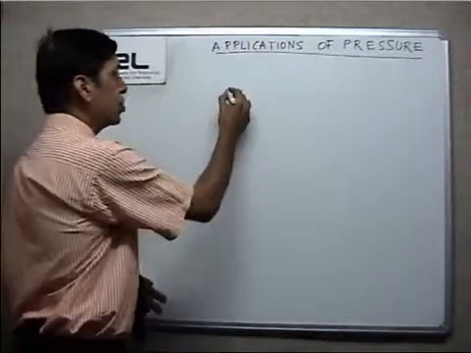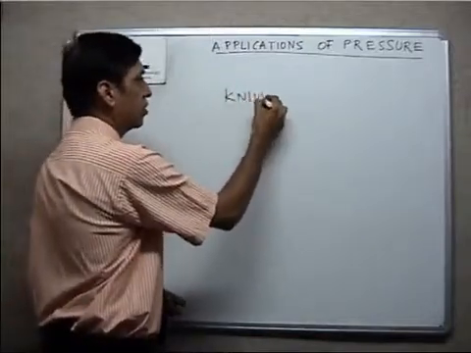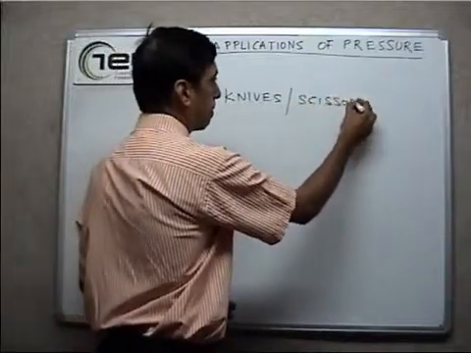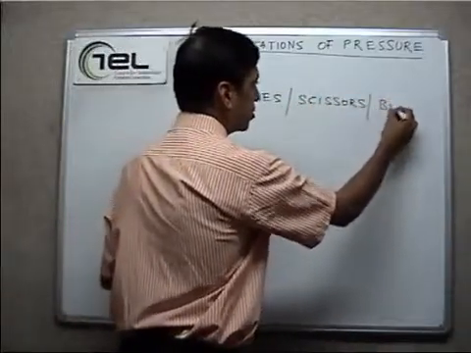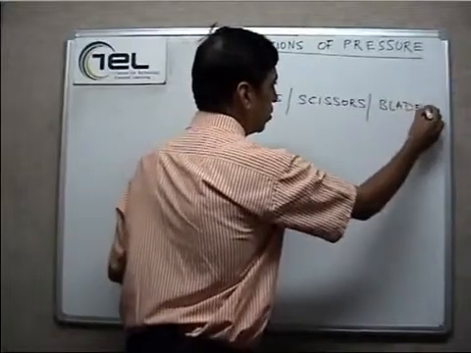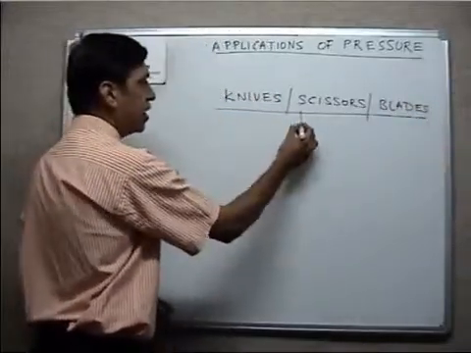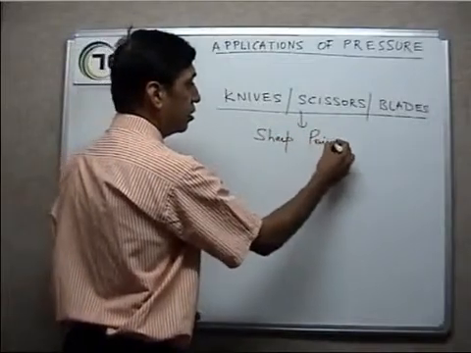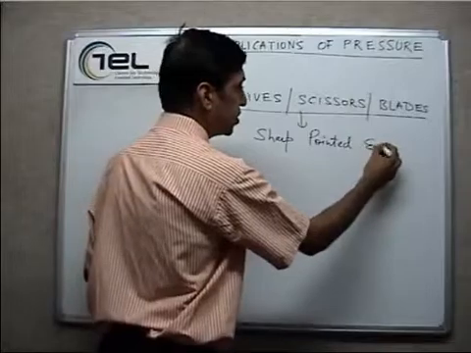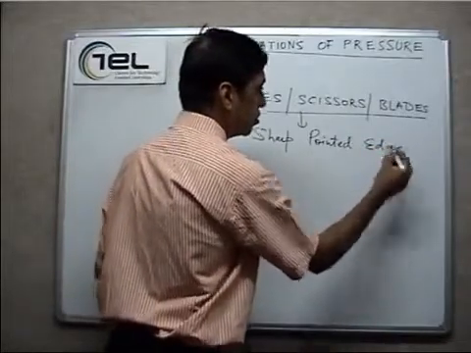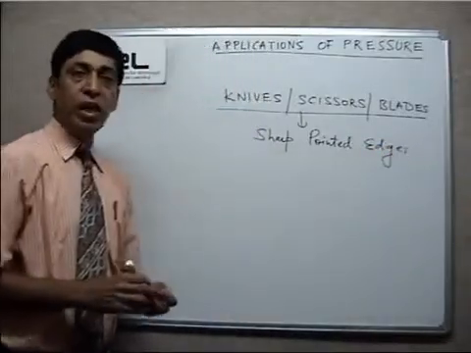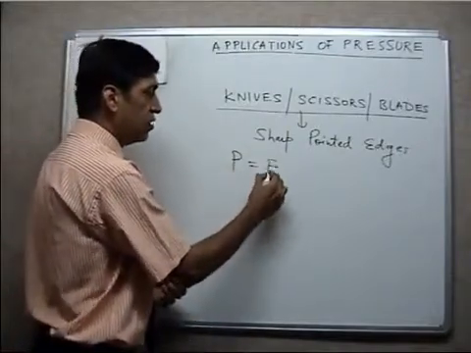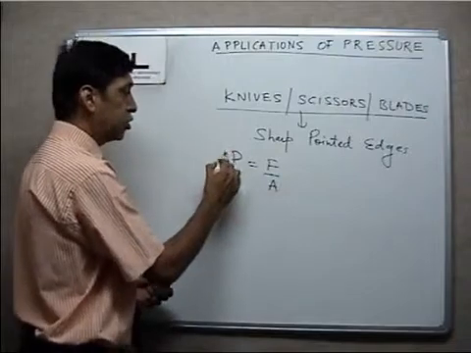All of us use knives, scissors, blades. All these have very sharp, pointed edges. Why is it so? Because in this case, we want a very high pressure.